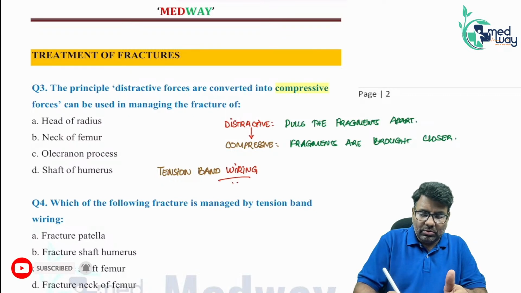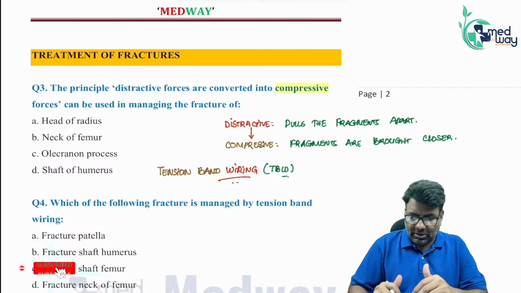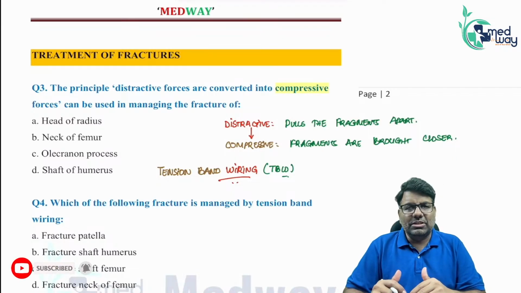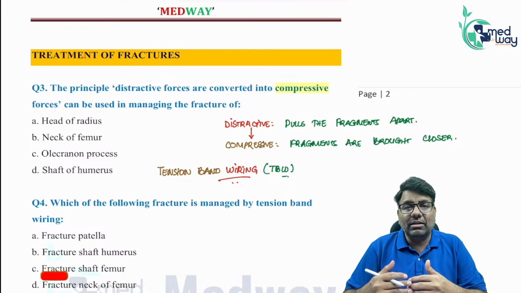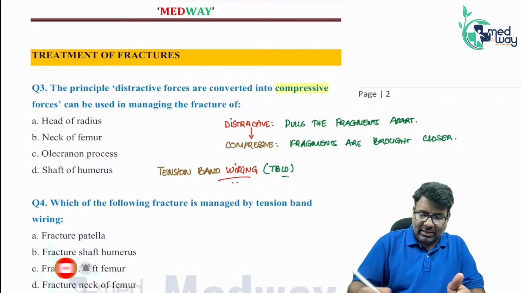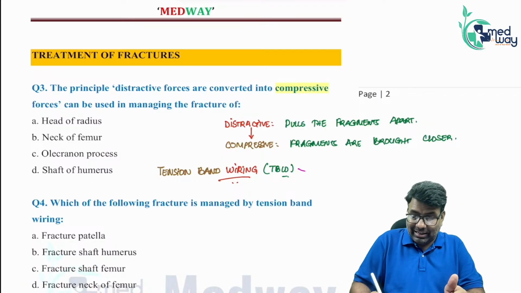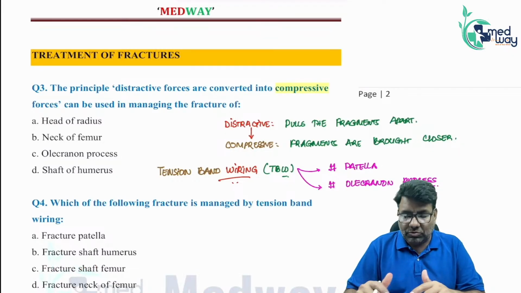Clear? So this is the tension band wiring, where if the implant is put in such a manner that the destructive forces convert into compressive forces, they bring the fragments closure, and that increases the chances of union, right? So one example is tension band wiring, and every student should know at least two examples where we do tension band wiring. One is of course fracture of patella, and another is fracture of olecranon.